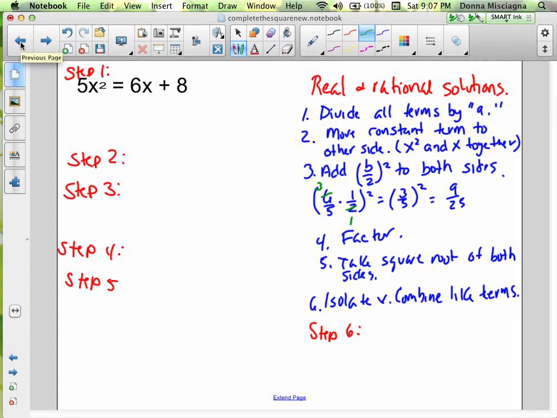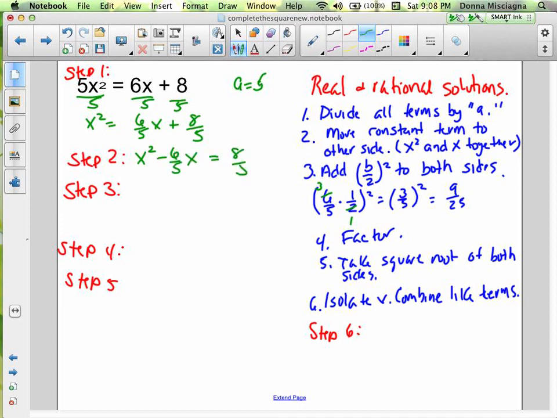Step number 1, we have to divide all terms by a, and our a here is 5. So divide by 5, divide by 5, divide by 5. And then I have x squared equals 6/5 x plus 8/5. Lots more fractions, but it's okay. We have to move the 6/5 to the other side, right, so that we have all the x terms together, and we've isolated the constant. x squared minus 6/5 x equals 8/5.